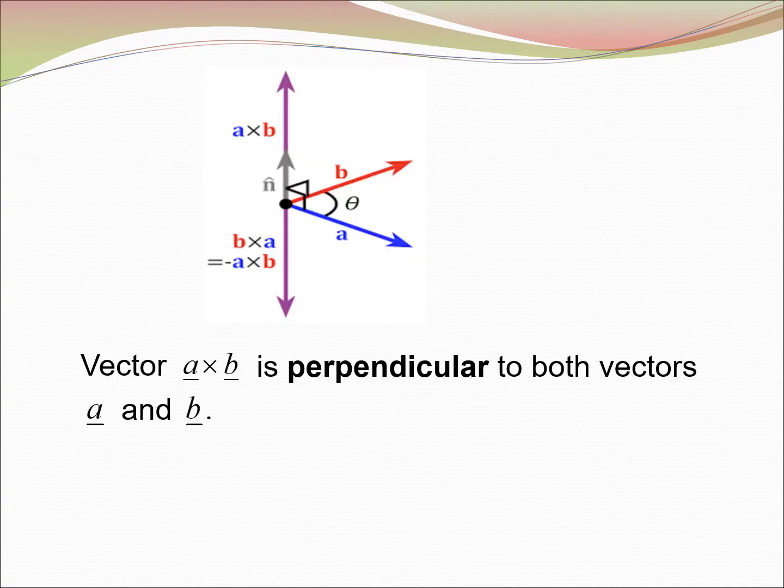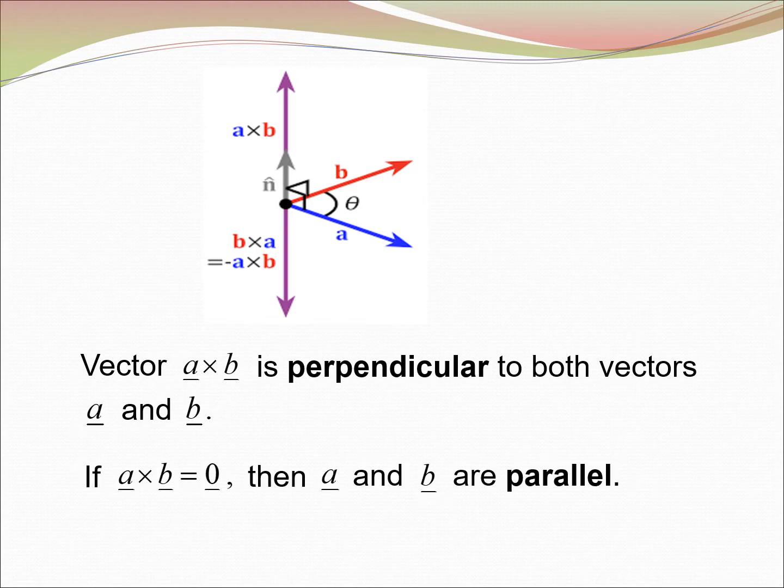From the diagram, we know that vector A cross B is perpendicular to both vector A and B. Also, vector B cross A is perpendicular to both vector A and B. The relationship between vector A cross B and vector B cross A is that vector B cross A is the negative of vector A cross B. If we want to find the vector perpendicular to both vector A and B, we just need to find vector A cross B.